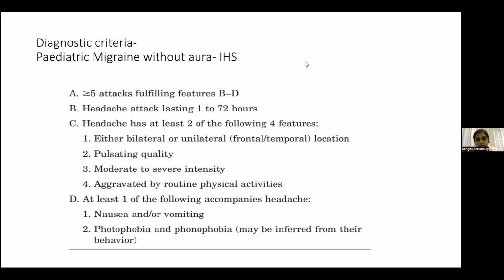And D is also important because most of the patients who are eventually diagnosed as migraine do have nausea and/or vomiting, and photophobia or phonophobia. In brackets it says this may be inferred from their behavior, because when children are young, they go into the room, switch off the lights, sometimes switch off the aircon, and they don't want any noise, and they lock themselves in the room and sleep. So you can infer that there could be photophobia or phonophobia.